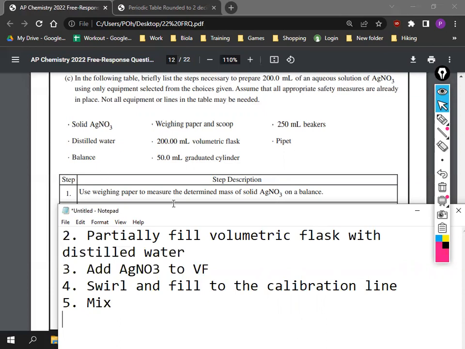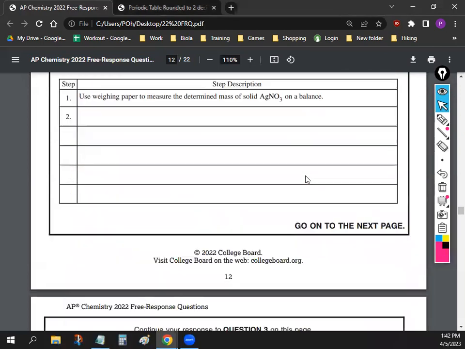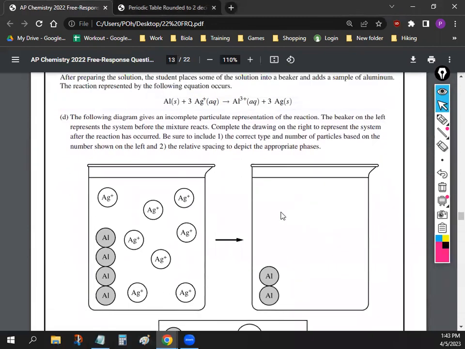Okay, let's move on to part D. Okay, so it's another diagram. This one I'm gonna go through with you guys step by step, just for the sake of time. But it's super simple. So you have this equation right here. And then you have the system. This is the reactant side, and it's telling you you have to finish up the product side. So there's three things that you guys need to keep in mind. The first one is conservation of matter. Basically, you need the same number of aluminum and silver on both sides.